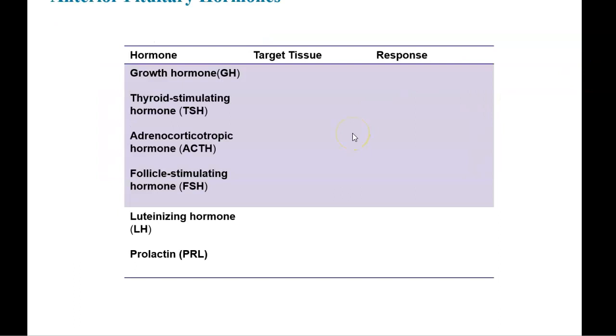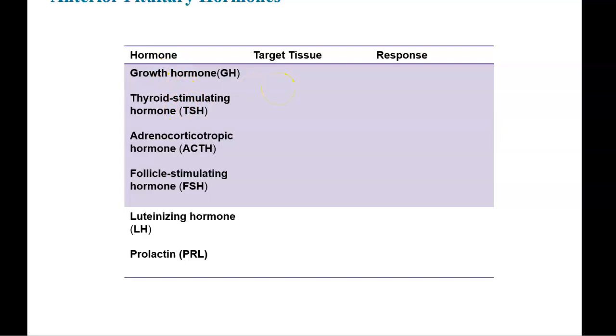For the anterior pituitary hormones, you do have to know these six hormones. For all of these hormones, I did provide the letters that stand for the hormones, like growth hormone, GH, thyroid stimulating hormone, TSH. But you do have to know the complete name, not just the letters that stand for the hormone. You have to memorize the complete name.